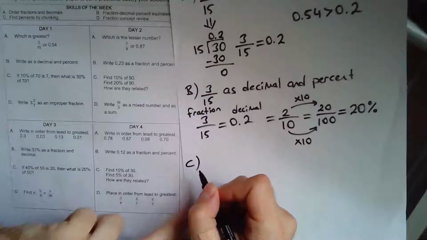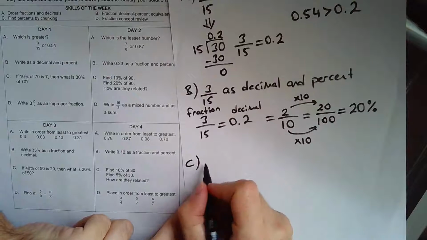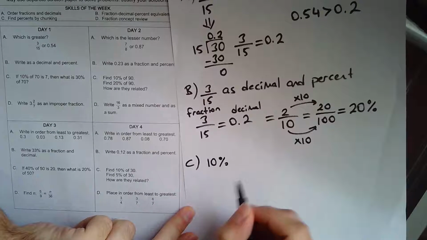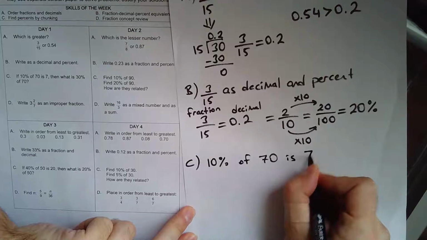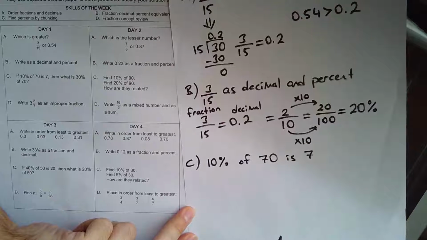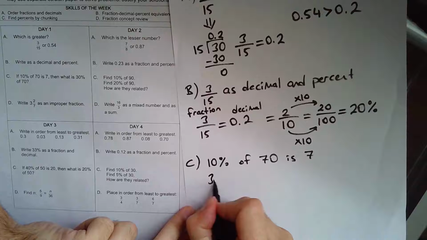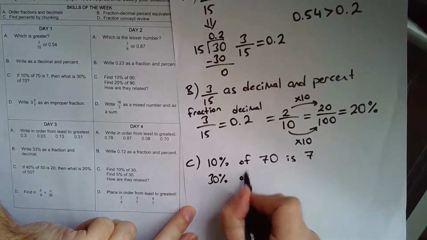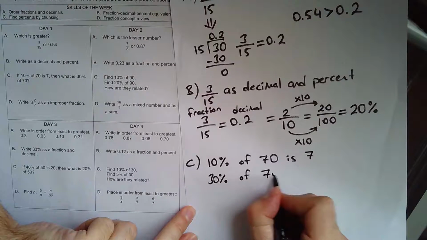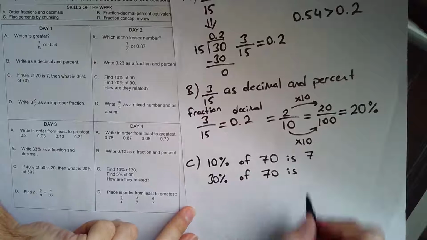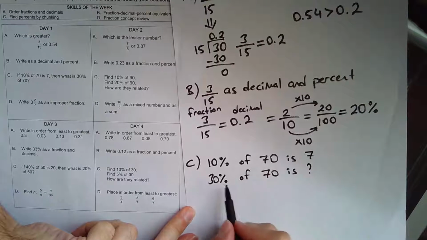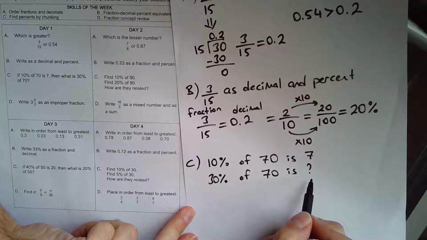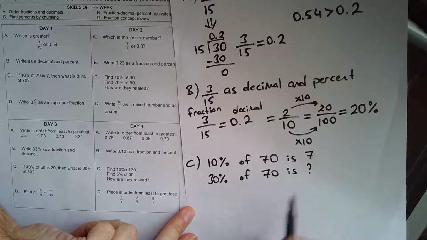Letter C. It says if 10% of 70 is 7, what is 30% of 70? So we need to find it. 10% of 70 is 7, 30% of 70 is, we don't know, question mark.